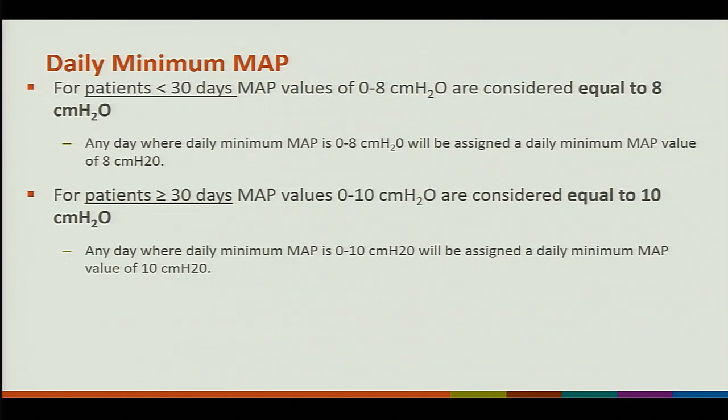Let's look at a couple examples. But before we do that, I also want to point out that when we're doing daily minimum MAP, if the patient is less than 30 days of age, MAP values between 0 and 8 are considered to be equal to 8. And when the patient reaches 30 days of age and older, MAP values 0 to 10 are to be considered equal to 10.